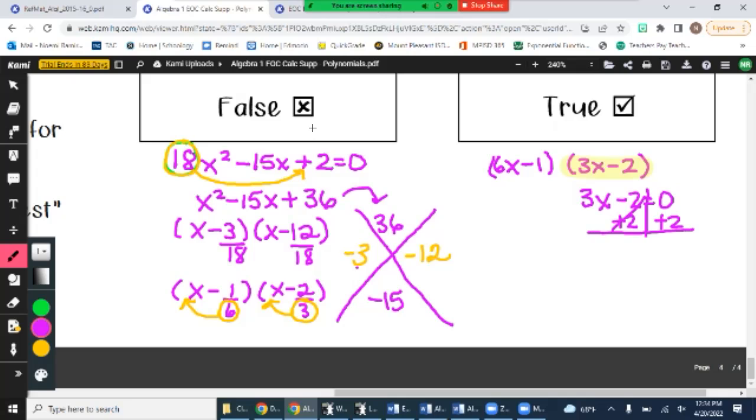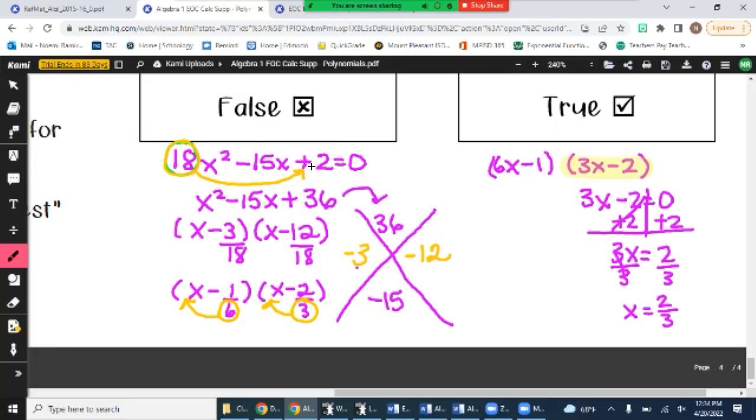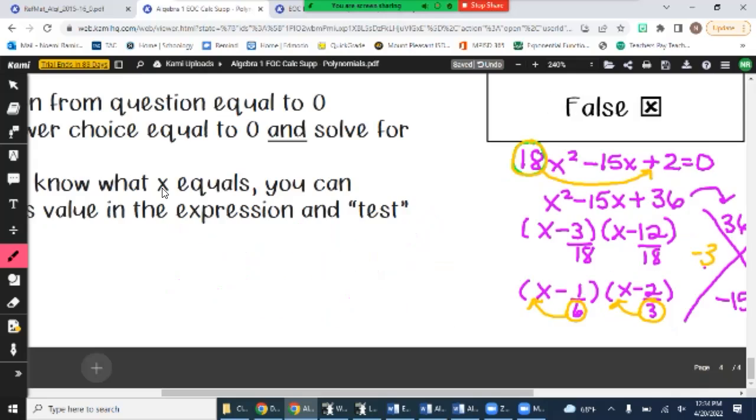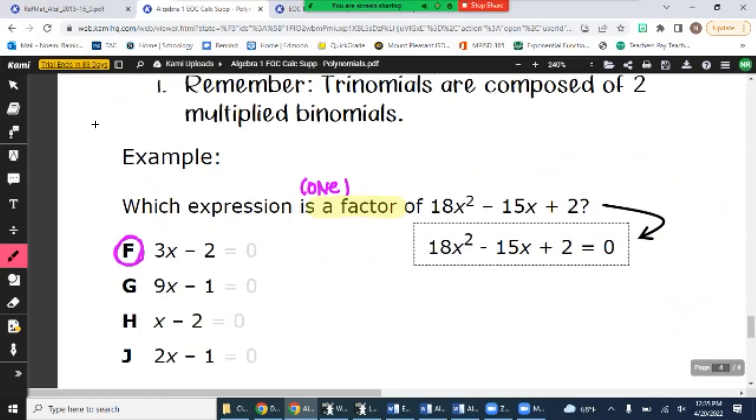We're just going to do the correct one. And then divide by 3. And you get x equals 2/3. What does that x equals 2/3 represent? Your 0. It represents your 0. So you can check to see if that 2/3 applies or fits into that equation from the question 2 different ways. This one, this binomial gives me x equals 2/3.